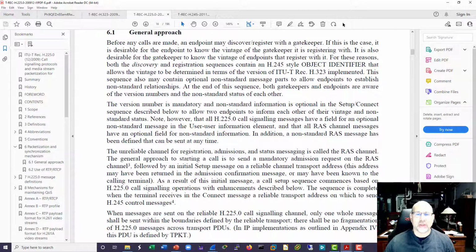And so we can see here that at the beginning, right, before any calls are made, endpoints may discover or register with a gatekeeper. Pretty straightforward. We have to register with a call server. But really, H.225 is part of that whole setup and then establishing connectivity with whoever you're trying to call.